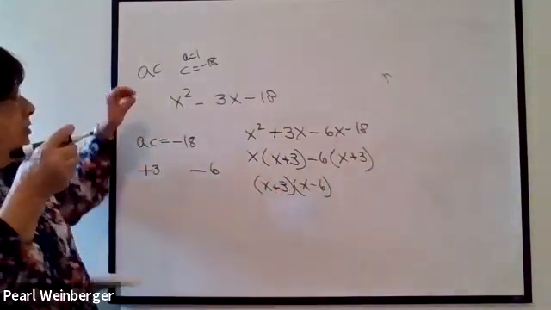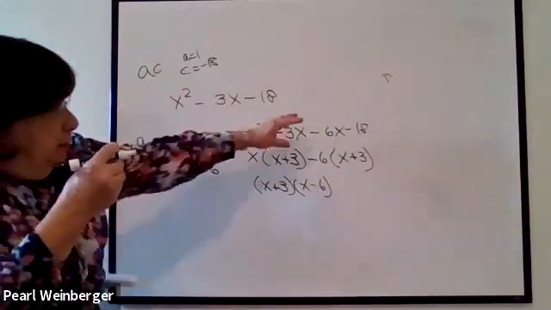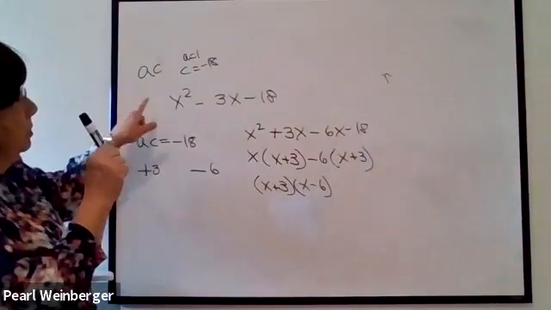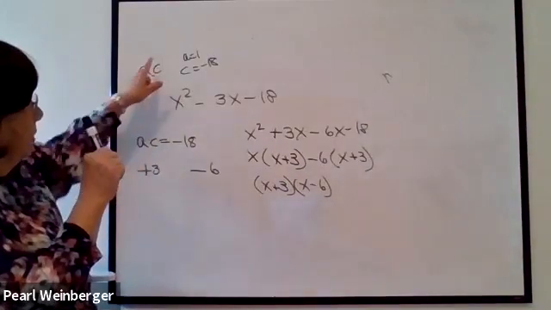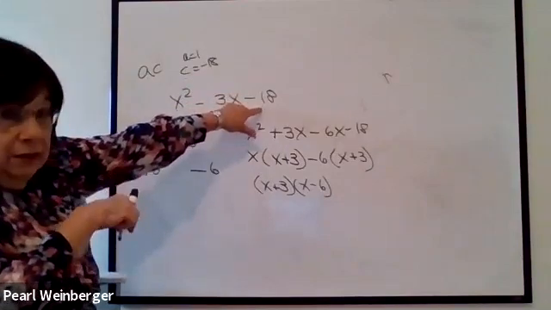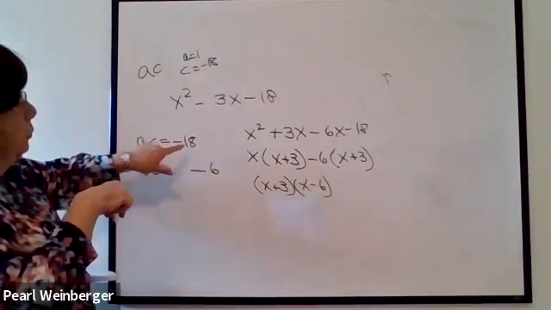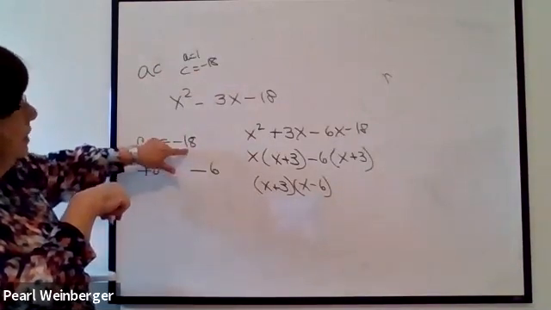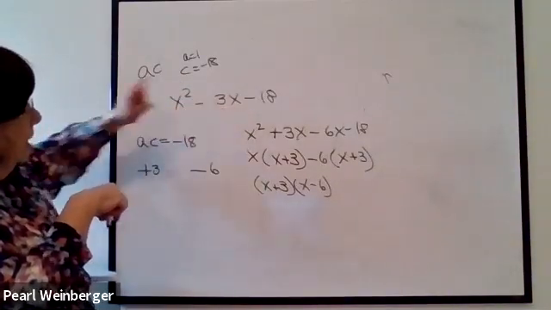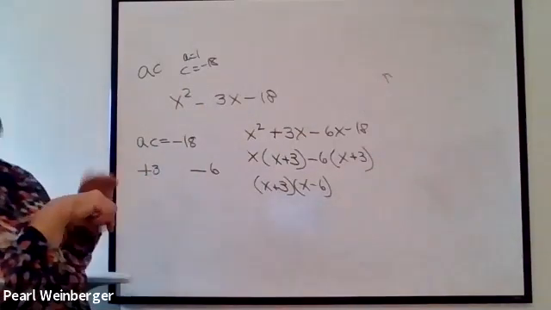And then again, I took a trinomial, expanded it to 4 terms so I could use grouping. Again, what did I do? I found my AC by multiplying the very first number, in this case it's 1, times the very last number, that's what's called AC. That gave me negative 18, and I looked for 2 numbers that multiplied to negative 18, but when I combined them, when I added those 2 numbers, I got negative 3. And those 2 numbers were the positive 3 and a negative 6.